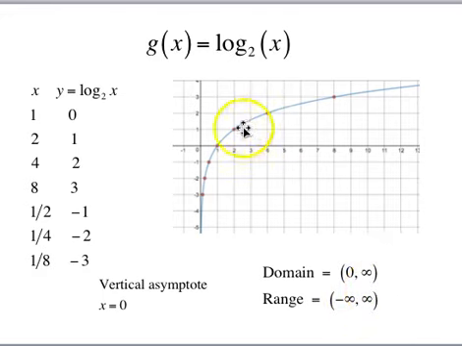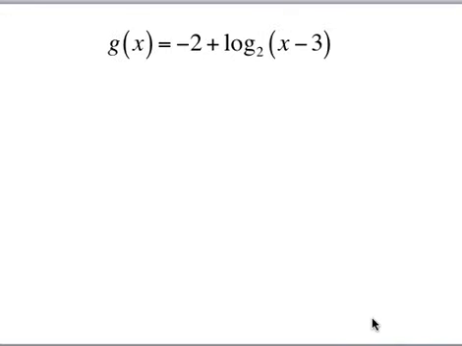Our range, it'll go as low as you want to go. It gets lower and lower towards the y-axis, and then it grows and grows as big as it wants. So our range here is all real numbers. Our range is negative infinity to infinity. So we just graphed y equals log base 2 of x.